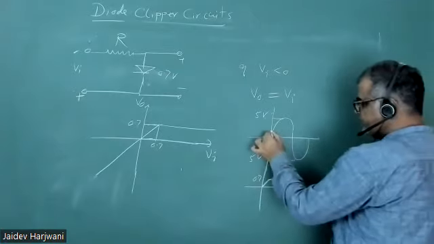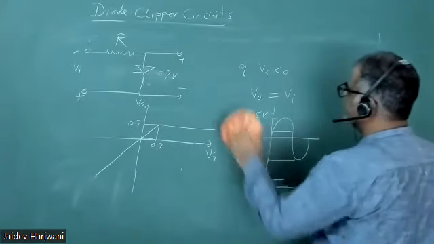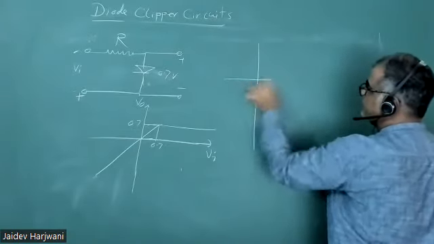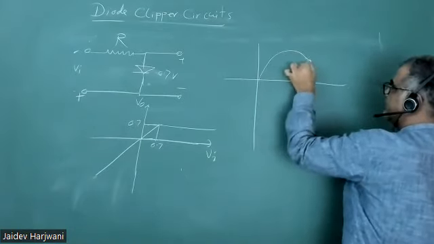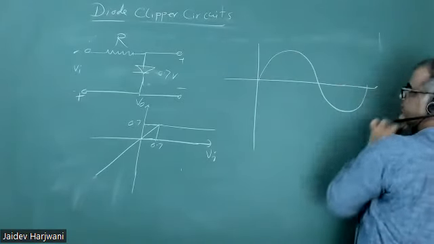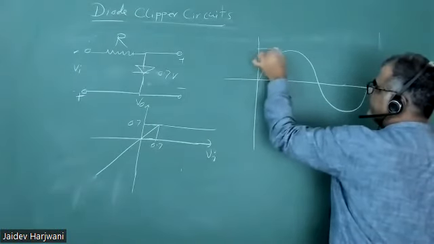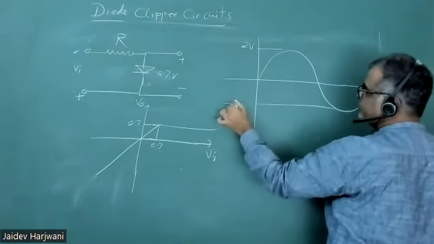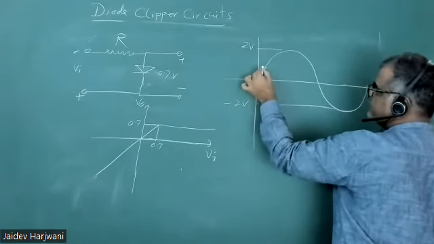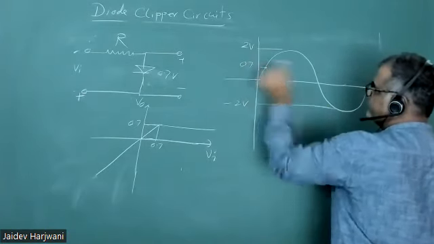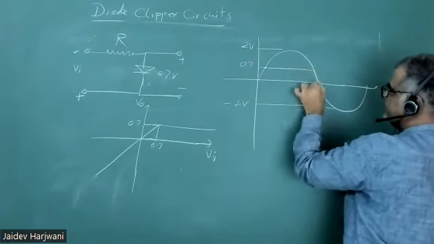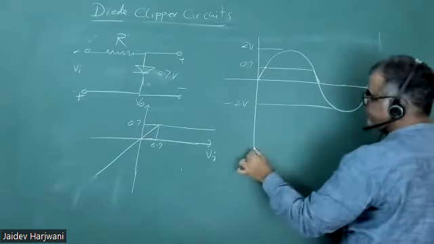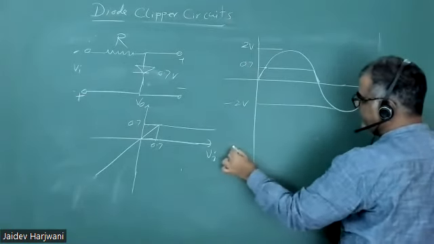Suppose this is a voltage 0.7. Okay, let me draw a little bit bigger, so you can understand. So suppose this is my input. This time I'm taking a value a little bit lesser, so the scale looks good. This is minus 2 volt, and this is my 0.7 volt. Below this, this graph is where V input is less than 0.7. Okay, and now let me plot the V output.